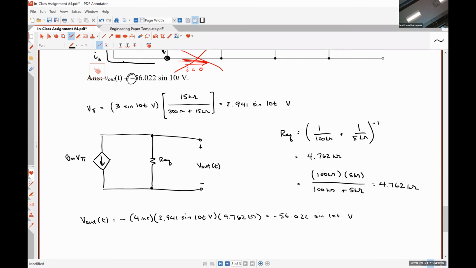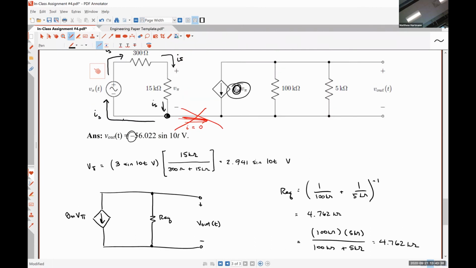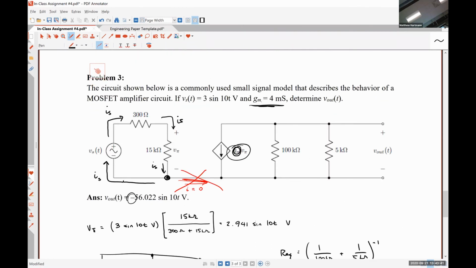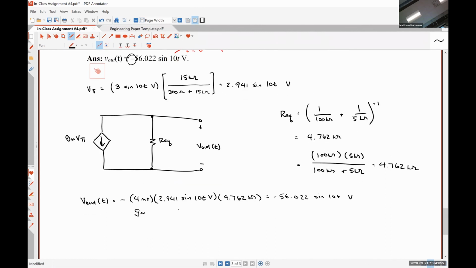So negative 4 millisiemens is this gm, right? Given to us here in the problem statement. So this dependent source, the amount of current that it is supplying is gm multiplied by our controlling voltage vπ. So this is gm, this is vπ, and over here is Req. And the negative sign comes from the fact that that current, gm vπ, when it flows through the equivalent resistance, is going to be flowing into the negative polarity terminal and out of the positive polarity terminal.